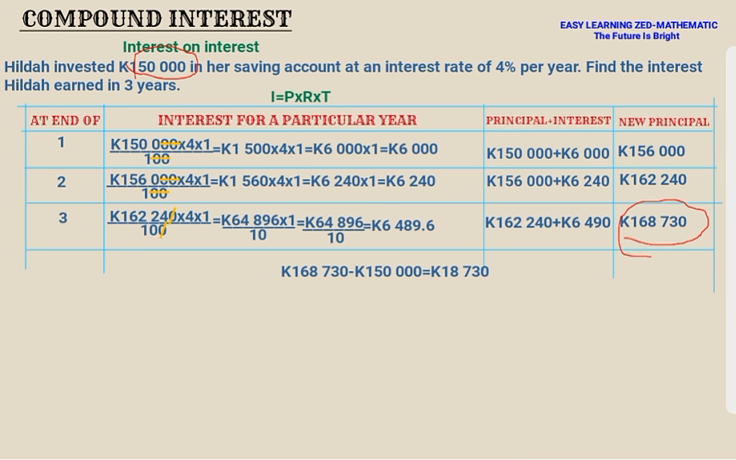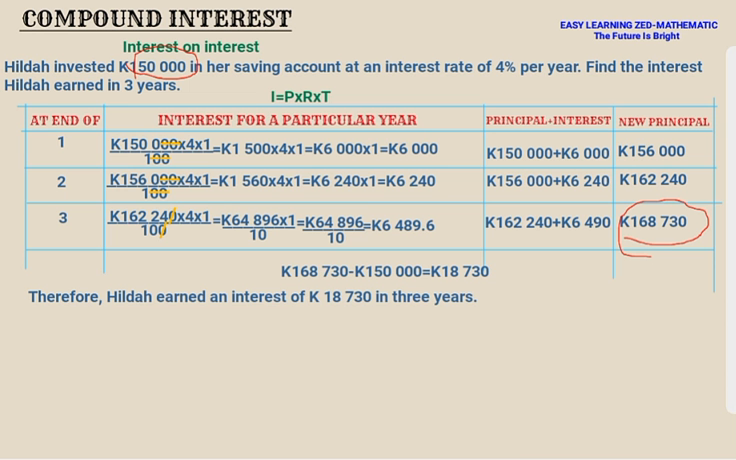She had made 18,730 kwacha. Therefore, he would earn an interest of 18,730 kwacha in 3 years. So this is the compound interest he would have made in 3 years.